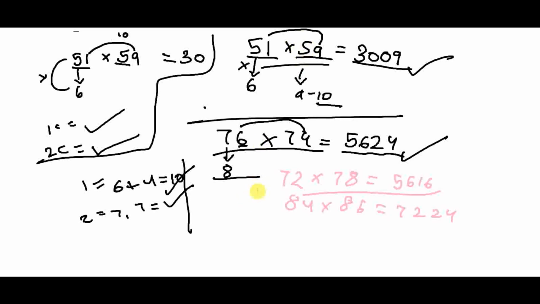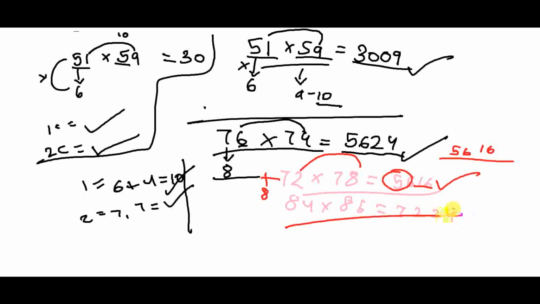Let's proceed with the explanation of these multiplications. Here, the digit which comes after 7 is 8. 7 into 8 is 56. And 2 into 8 is 16, which adds up to 5616. As we can see here, the first multiplication given is correct. Now, let's check the second one, which is 84 into 86 equals 7224.